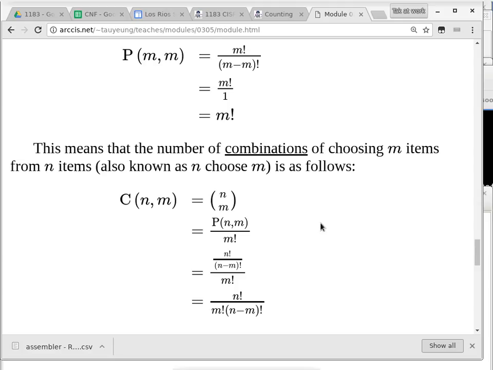Is that making any sense? Is it intuitively making sense to you? Sort of? Okay, cool. So the math just turns out to work out to n factorial divided by m factorial times (n minus m), the entire thing factorial. So we have both permutation and combination now.